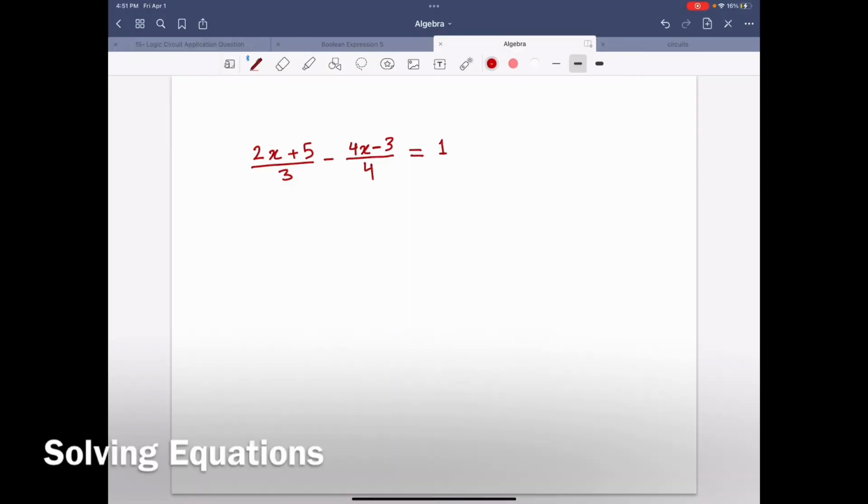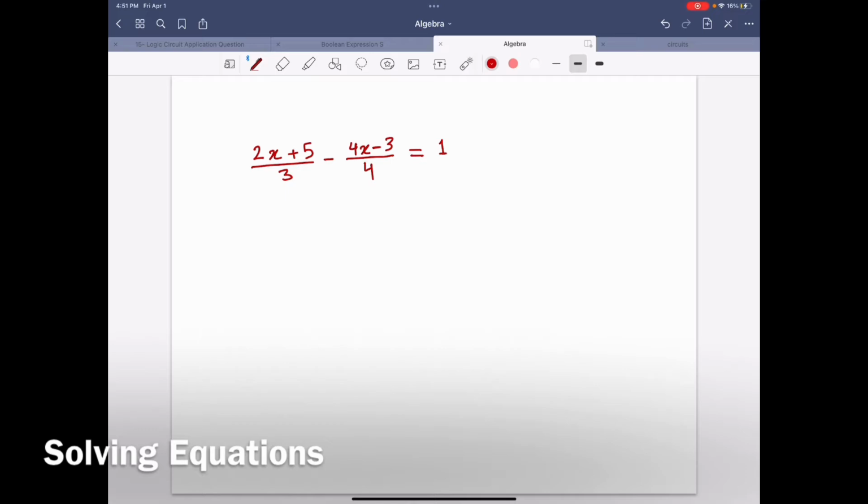Hello everyone. So I decided to record a question that is an example of how to solve with fractions so that you can use this example to help you review for Monday's quiz. I'm going to go through two different ways of doing it just in case you find one of the ways a little bit easier than the other.